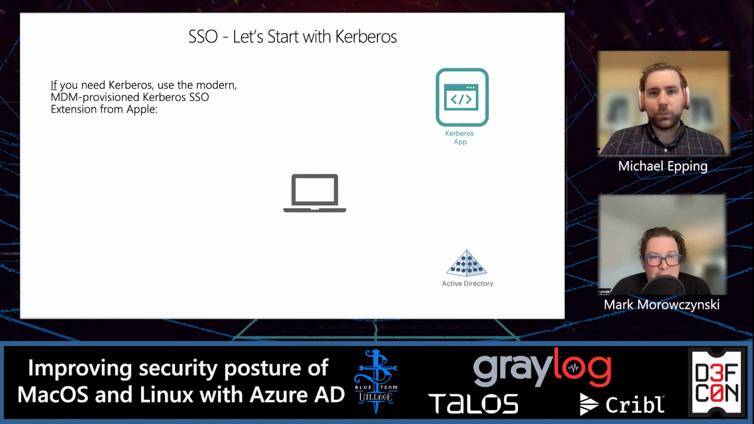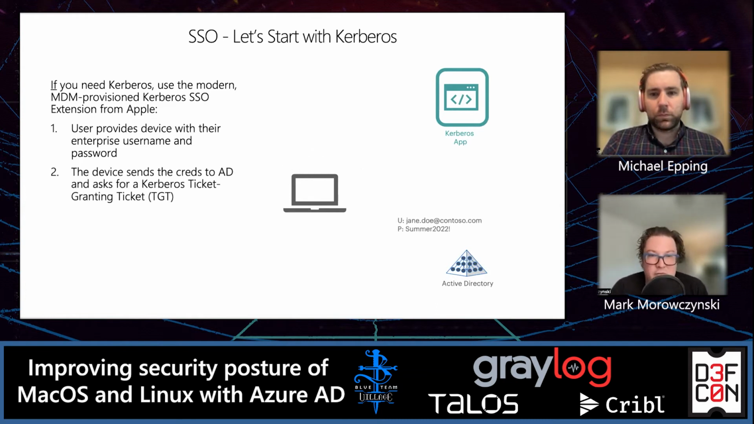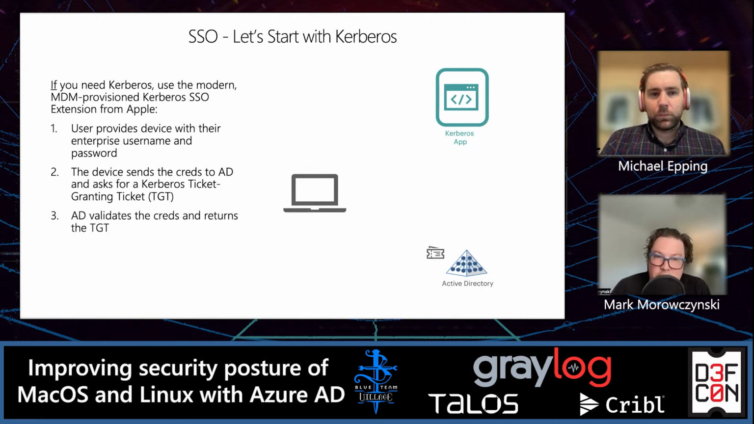Okay, so let's talk about how Kerberos will actually work. If you have applications that your users on Macs need to access that can do Kerberos, you're going to want to deploy the modern Kerberos SSO extension through your MDM. We're going to walk through how this works. This is basically just Kerberos. I'm going to play it a little fast and loose because this is not a deep dive into Kerberos, but you'll know what I'm getting at. First, our user is going to enter their username and password. They have a very strong password: summer2022!. That is going to get sent over to Active Directory. And if the credentials are valid, we're going to get the Kerberos ticket granting ticket, and that's going to get sent back to that device.